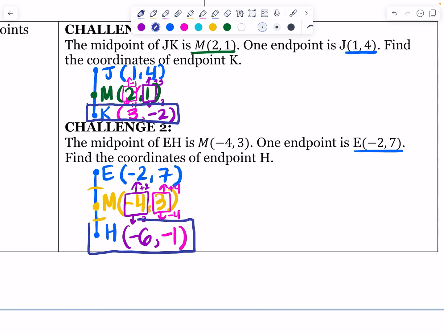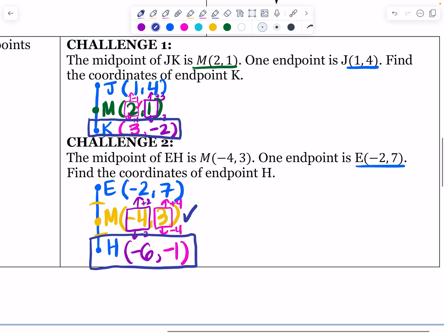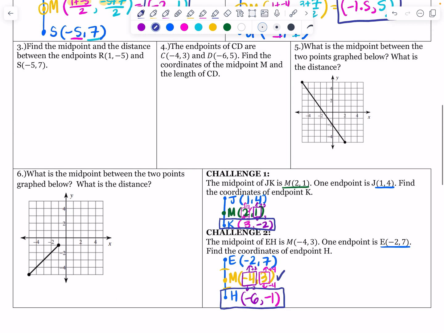H is at negative 6, negative 1. How do you check it? You'd average them together and make sure you, in fact, get that middle point. All right, so there's 2 like that to practice on the homework, I believe.